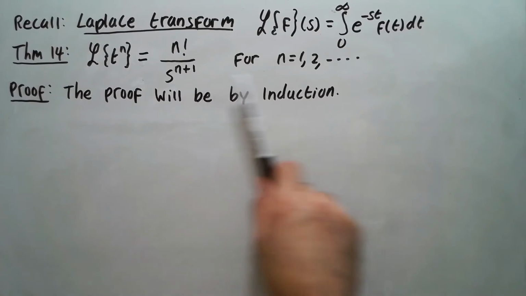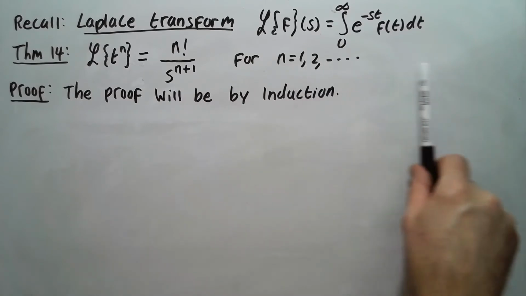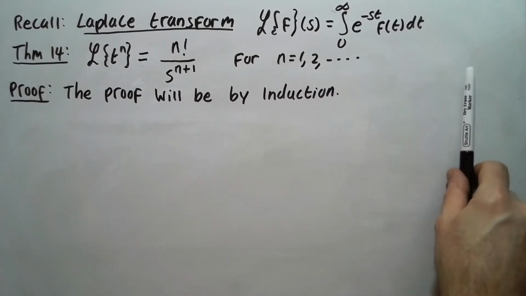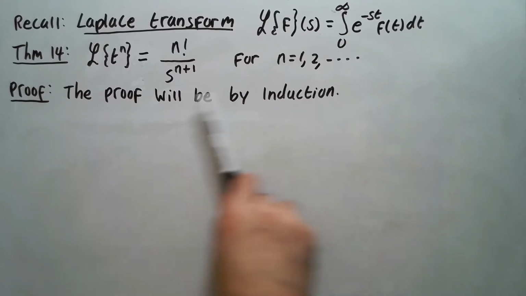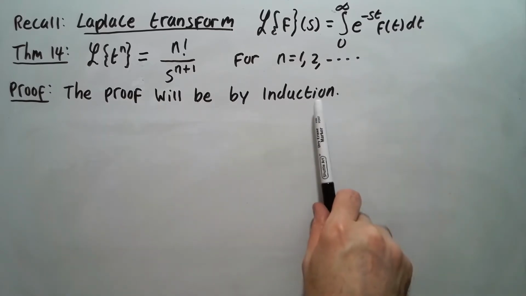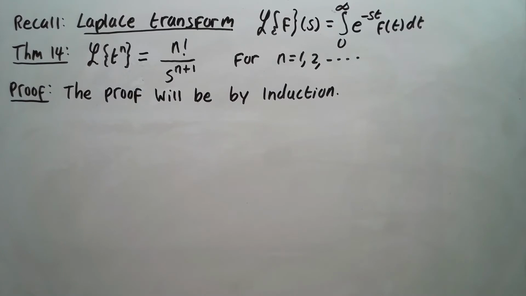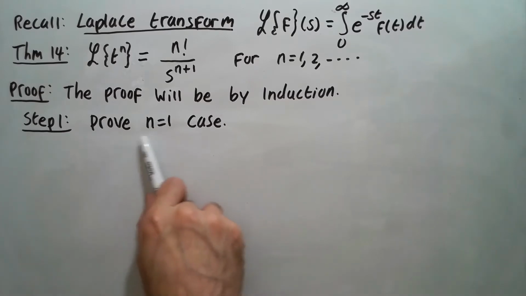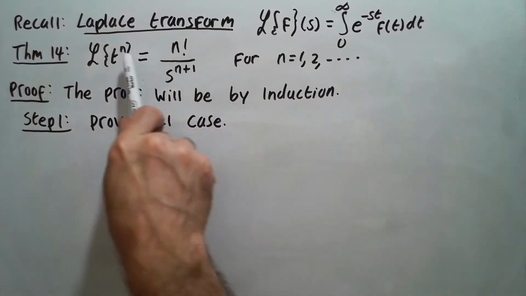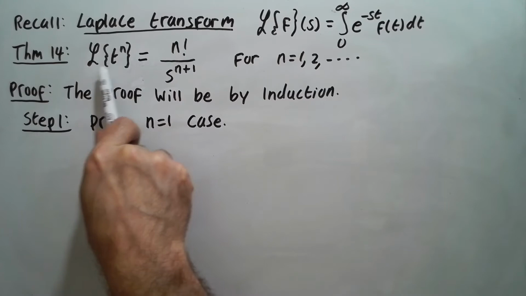Okay, so to prove this, since we have to prove it for all positive integers, one and higher, we're going to prove it by induction. So step one would be to prove the n equals 1 case. When you put 1 in place of n up here, it should just be Laplace of t.